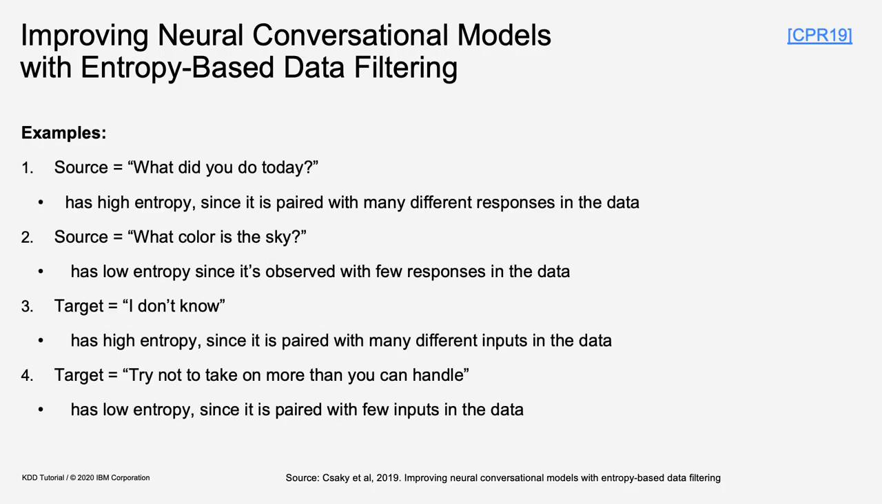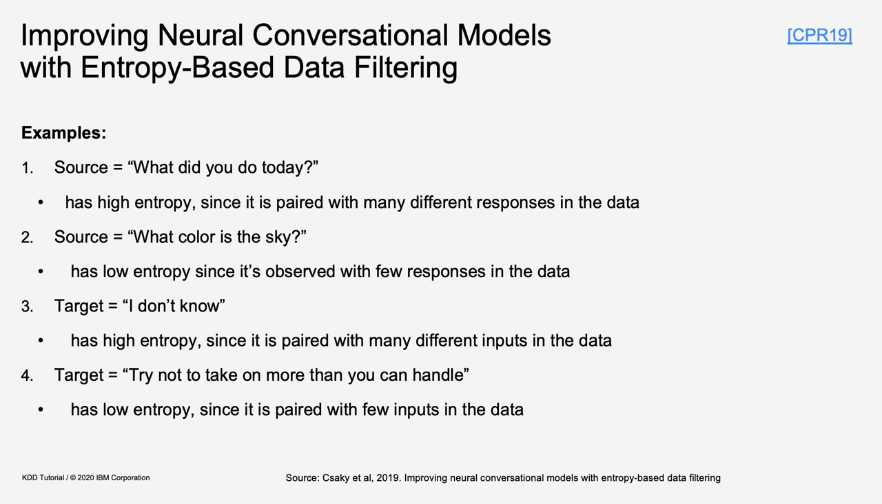The generic utterances can occur by considering the entropy of the source with respect to target distribution and vice versa. For example, a source utterance such as "What did you do today?" has a high target entropy since it is paired with many different valid responses in the data. On the contrary, a source utterance such as "What color is the sky?" has a low target entropy since it is observed with few valid responses in the data.